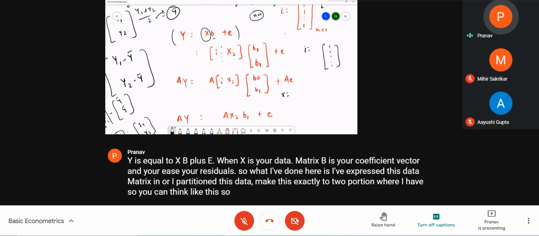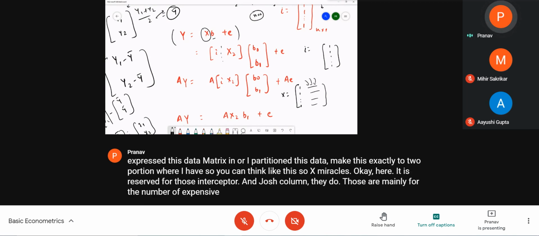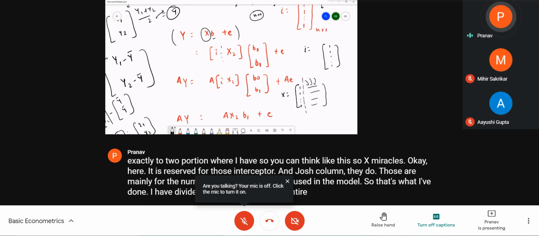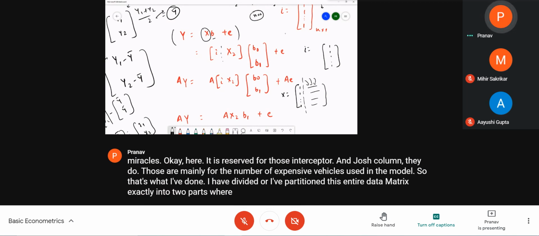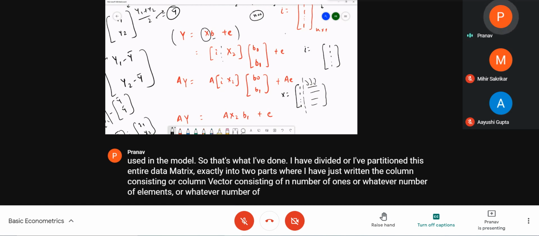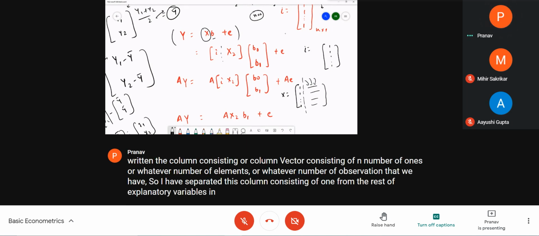So X, which is my data matrix, what is it? The first column is reserved for the intercept term, and all the columns after that are for the explanatory variables used in the model. So that's what I've done. I have partitioned this entire data matrix into two parts, where I have written the column vector consisting of n ones, whatever the number of observations that we have. I've separated this column of ones from the rest of the explanatory variables in the model, right?